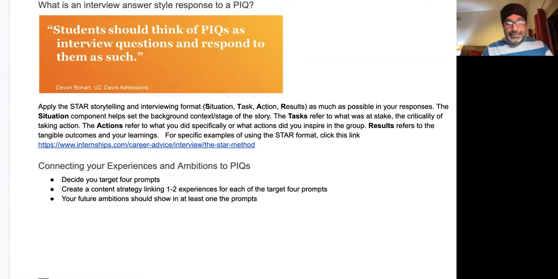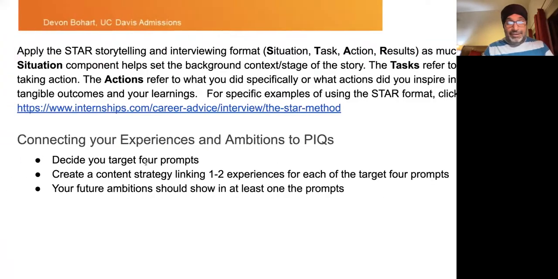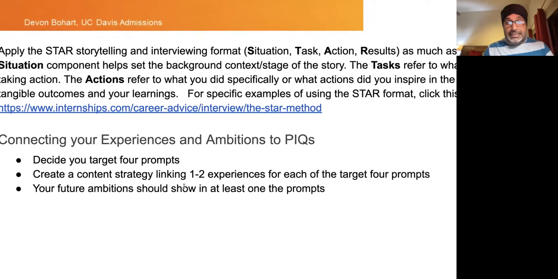Now, in your experiences, you have been giving me essays and examples, okay? And you have experiences and ambitions that you've given me so far. When you find your target prompts, you have to create a content strategy that links one or two of your experiences to each of the target four prompts, okay? So take one or two experiences, one being the primary, the second one could be a secondary, which you want to pull off of it. For the sake of this conversation, while you're doing this on your own, just take one example and I can bring in the second example for you, okay?